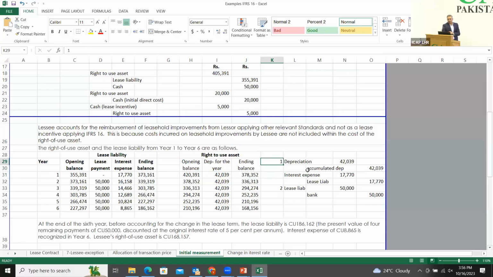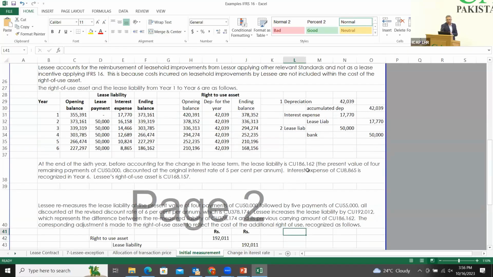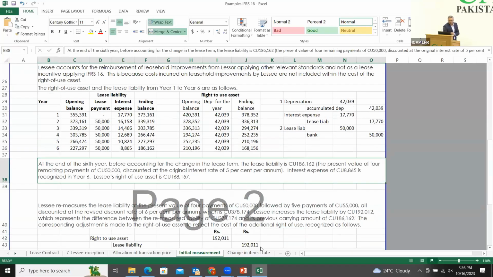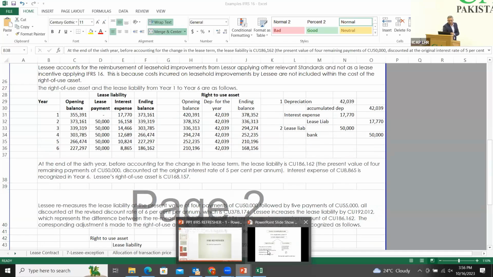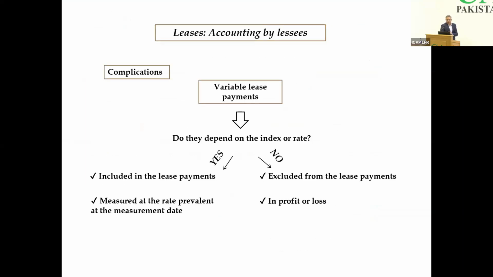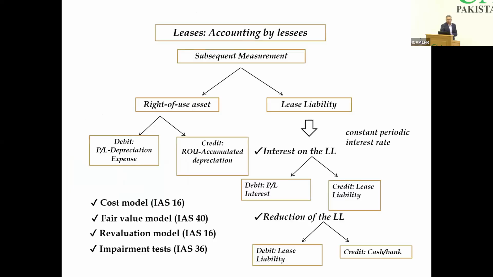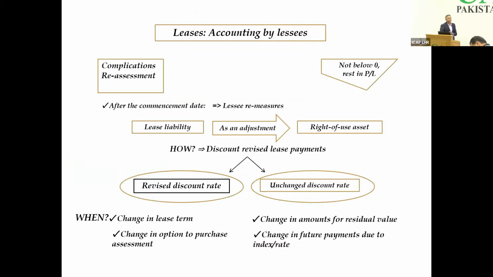So here are certain accounting entries you will pass in the recognition of the lease and right of use. And then we have this part of the standard, which is reassessment. What is reassessment? Reassessment is basically that part of the lease contract which you initially determined in a different way and then subsequently you came to a different conclusion. So that will be called reassessment.